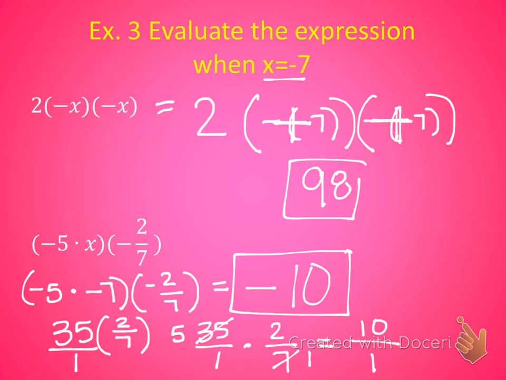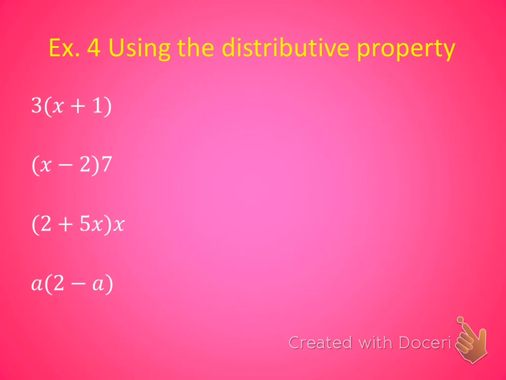Example 4. Using the distributive property. Okay, distributive property is when I have got a number or a variable, something on the outside of parentheses. Right here, I've got it, the 3 is in the front. Right here, the 7 is in the back, but it's on the outside of parentheses, and it is signifying multiplication. The distributive property always means you multiply. Always, always, always multiply. Okay?